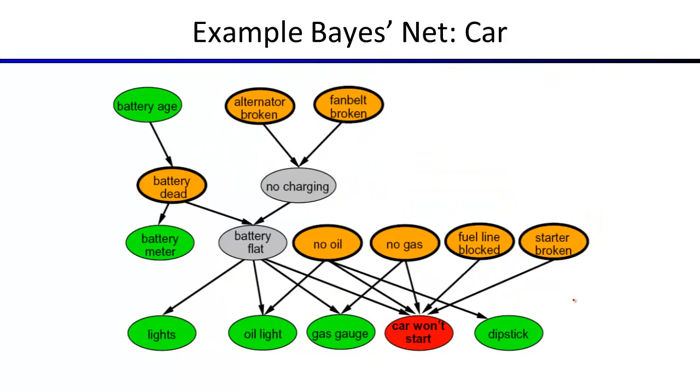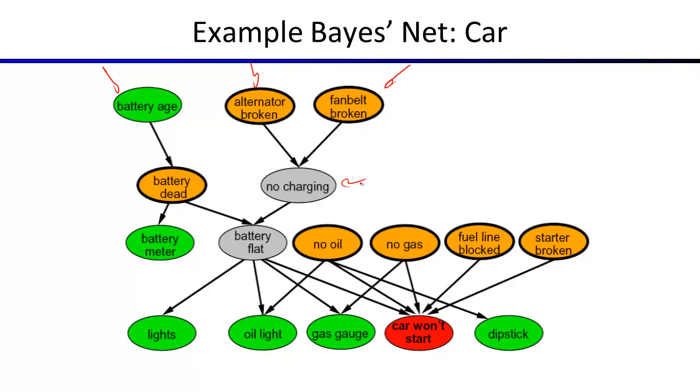Another example, let's say you want to model a car that just broke down potentially. You want to diagnose that. There are many random variables at play. Battery age, whether the alternator is broken or not, whether the fan belt is broken or not, whether there's any charging happening or not, and so forth. What we see here is many random variables, and all of them interact only with a small subset of the other random variables. So we have a very sparse set of interactions, and that's going to be really important to get compact models.